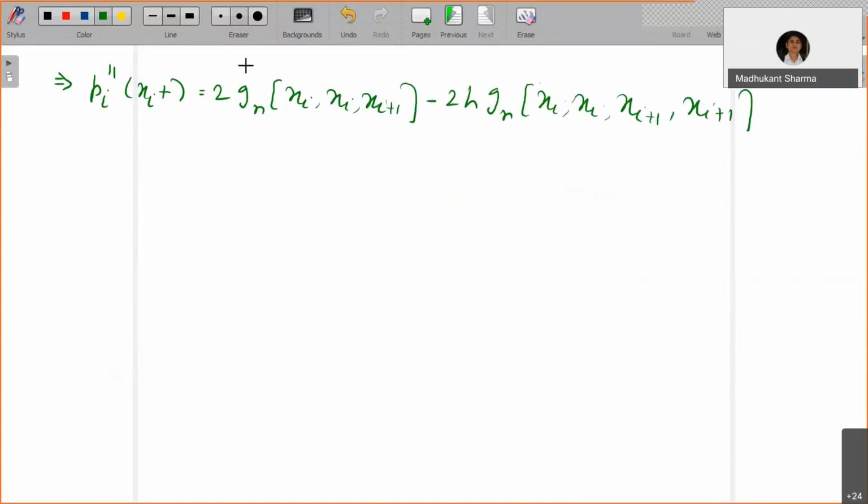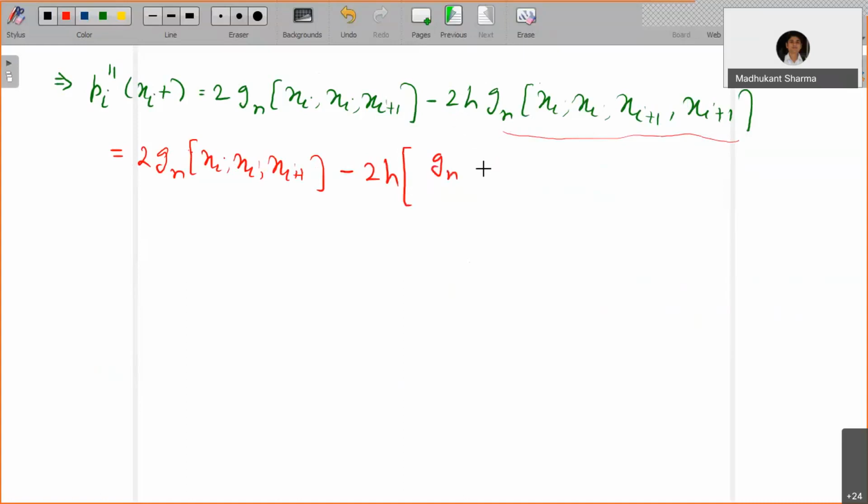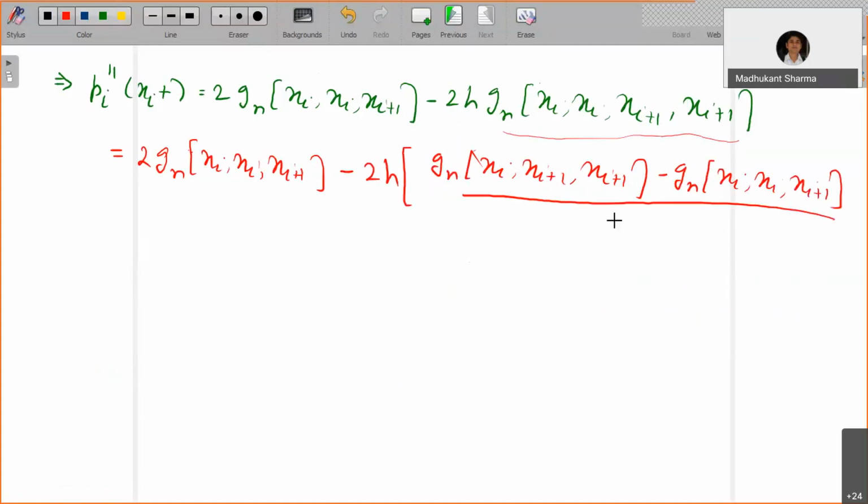First I am going to simplify this third order divided difference. So that is equal to 2 times gn xi comma xi comma xi plus 1 minus 2 times. So h is there, I can adjust it with this because xi plus 1 minus xi will be in the denominator, or you can do it later on. If you use the definition, that is equal to gn xi comma xi plus 1 comma xi plus 1 minus gn of xi comma xi comma xi plus 1, divided by xi plus 1 minus xi.